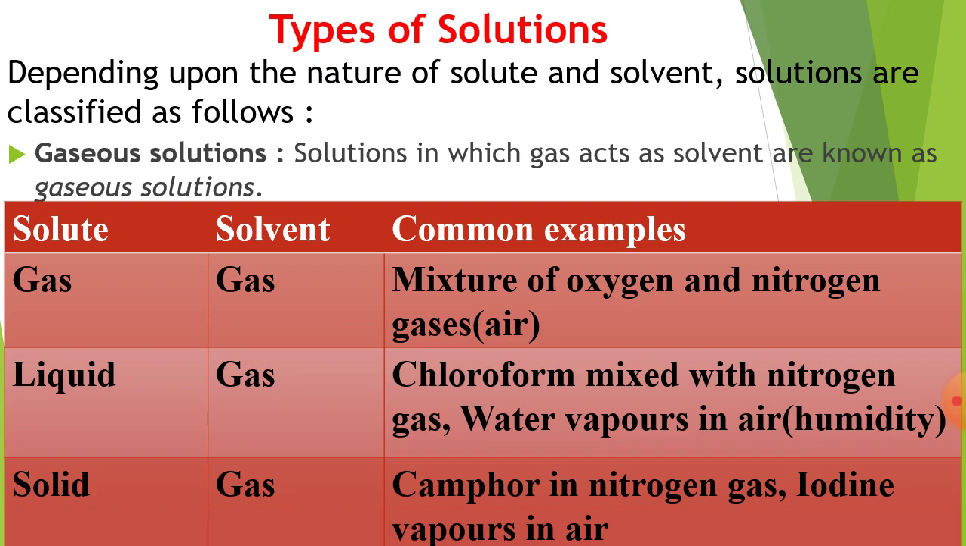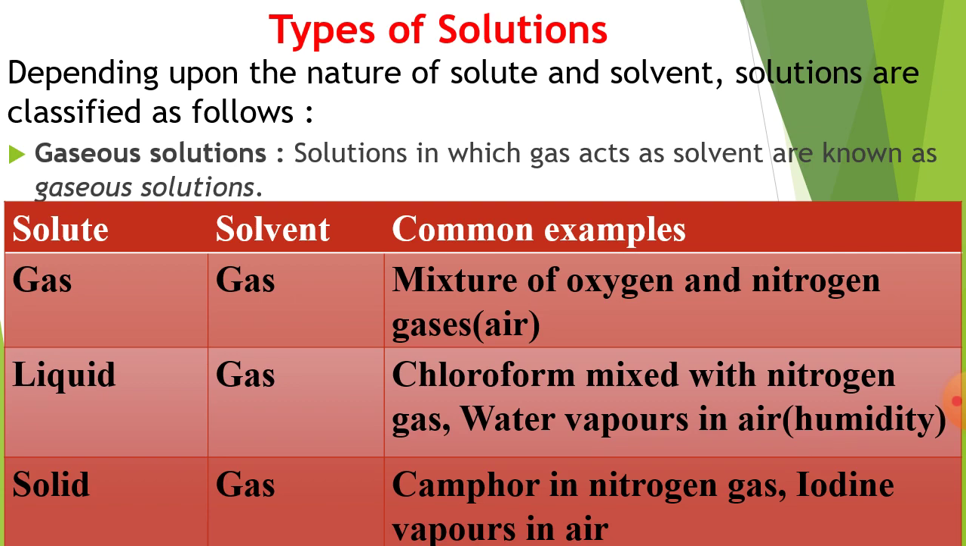Now, types of solution. Basically, on the basis of solvent, there are three types, that is liquid solution, solid solution and gaseous solution. But also on the nature of solute, they are of 9 types. So depending upon the nature of solute and solvent, solutions are classified as follows.